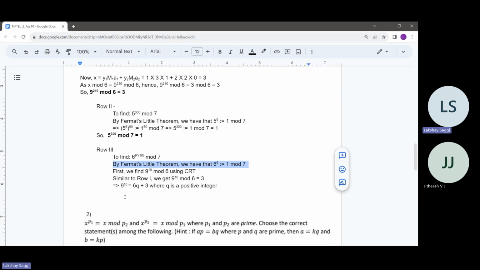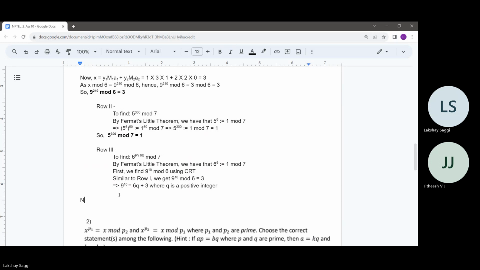Okay, maybe this is okay here. So 6 raised to the power 6 implies that, like what we did previously, we'll just raise both sides to the power of q here. So 6 raised to the power 6 whole raised to the power q will be congruent to 1 raised to the power q mod 7.